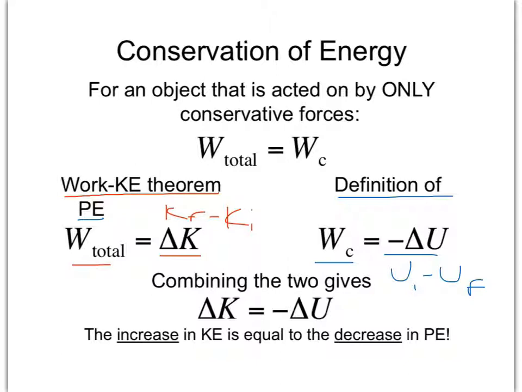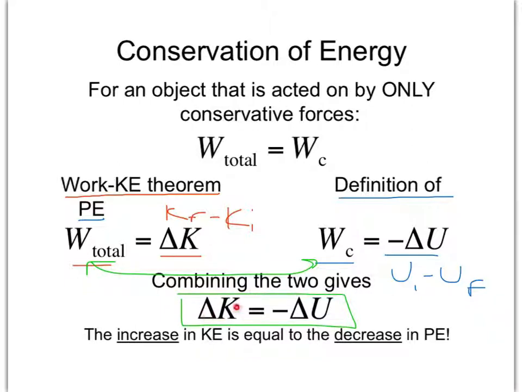Well, both of these are statements for work. Total work that is done by a conservative force. So since those two are the same thing, we can say these two statements about kinetic energy and change in potential energy are also equal to each other. This is our combined statement now, and this is our statement about conservation of energy.